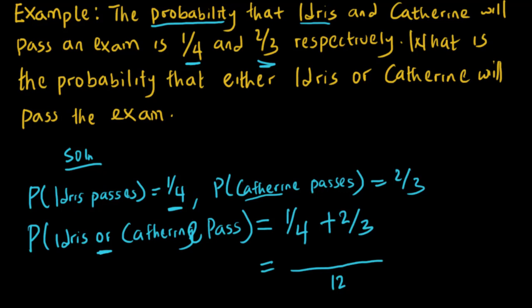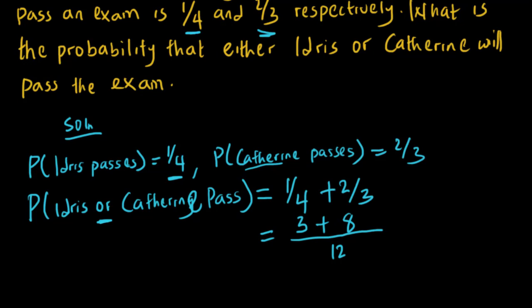12 divided by 4 is 3. 3 times 1 is 3, plus 12 divided by 3 is 4. 4 times 2 is 8. So we have 3 plus 8 all over 12. 3 plus 8 is 11. So we have 11/12 as our answer. So the probability that Idris or Catherine will pass the examination is 11/12. Do you understand? Let's take another example.